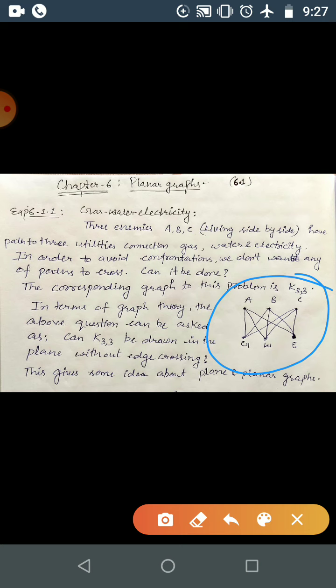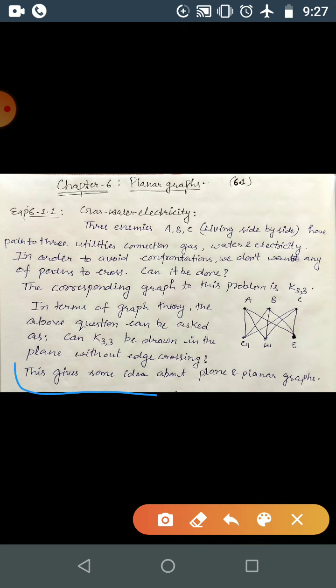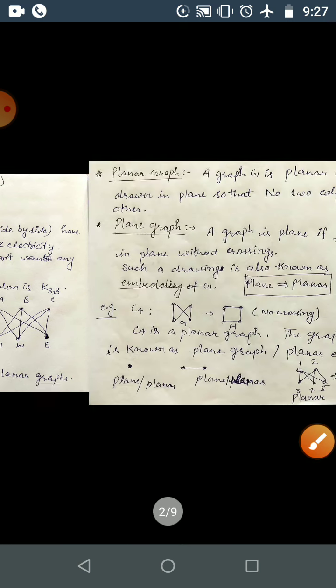Okay, if yes, then this graph will be known as a planar graph, and the graph already drawn with no two edges crossing is known as a plane graph, or you can just say a planar embedding. So this question is giving us some idea about plane or planar graphs. So let's discuss that first.